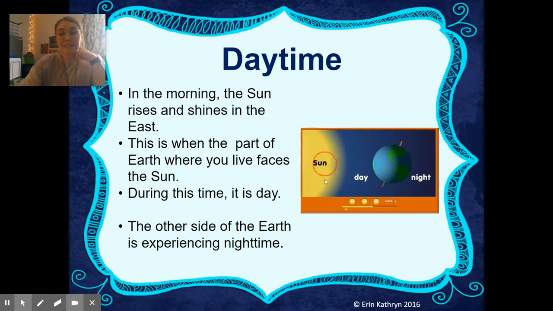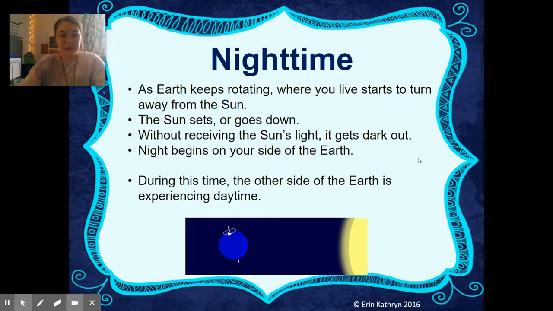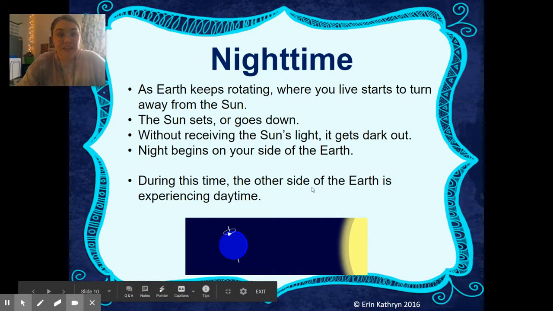So we would see the sun in the east, and as we rotate around, the sun will look like it's moving to the west. So as we keep rotating, we are turning away from the sun. So that's where we see our sun set and when it goes down. So without receiving the sun's light, it's going to get dark and we begin nighttime. During this time, the other side of the earth is experiencing daytime.